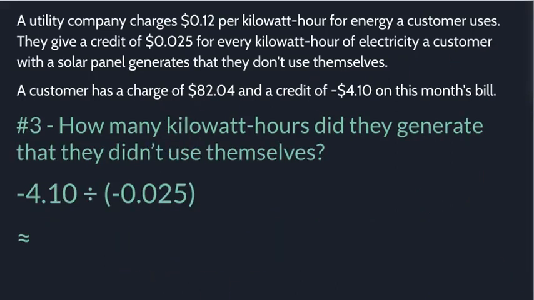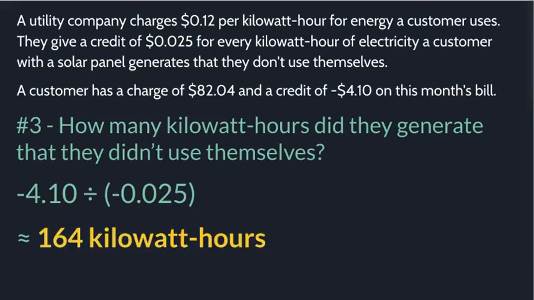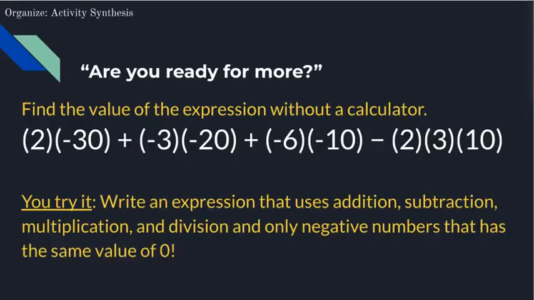By the same token, we can figure out how much they actually generated. If you think about that negative 410 that they got credited and divide it by the negative 25 thousandths, that would end up giving you 164 kilowatt hours that they generated. So, they obviously used more than they generated, but they did get some back. See if you can figure this one out.